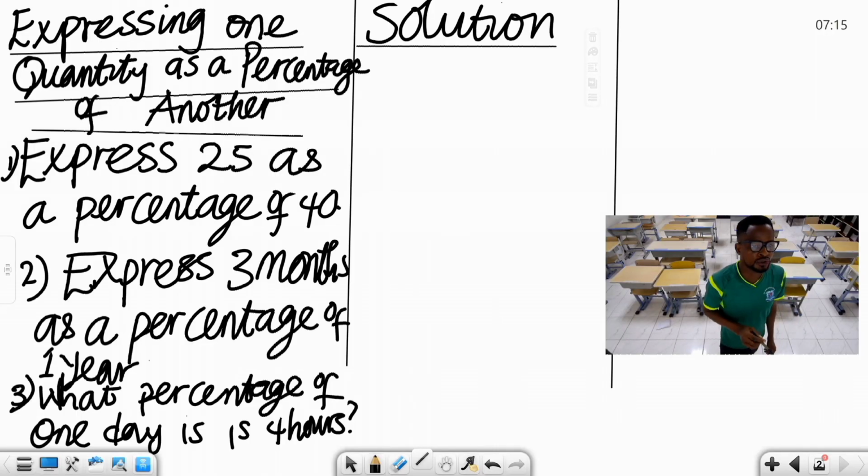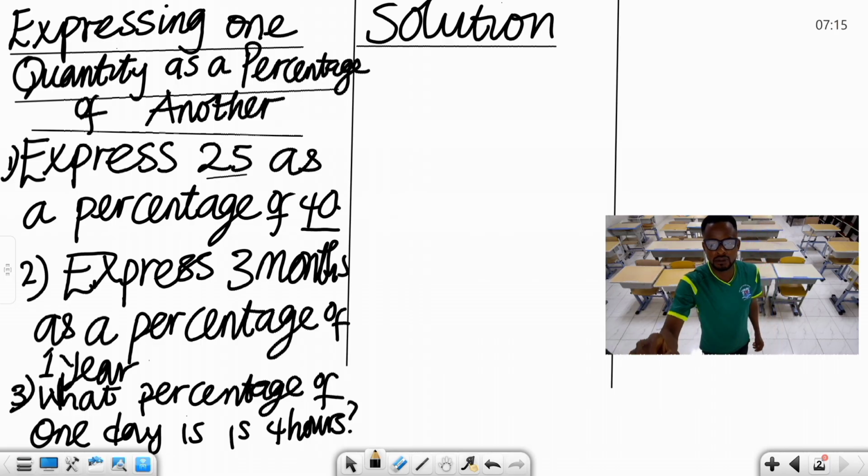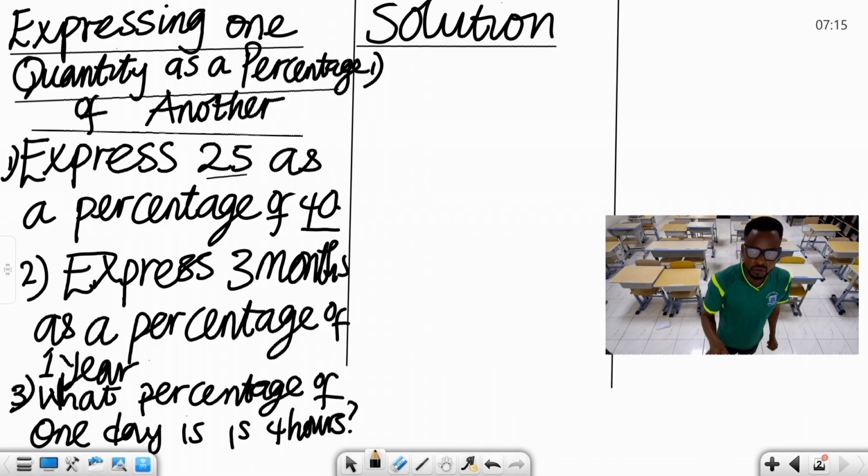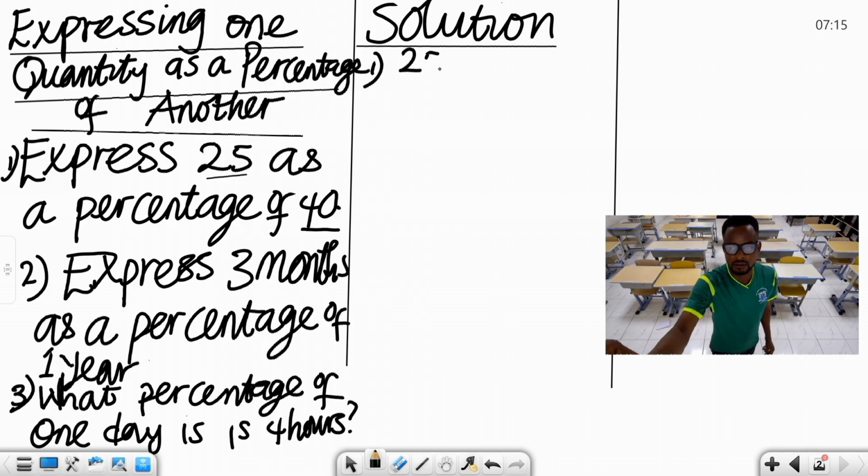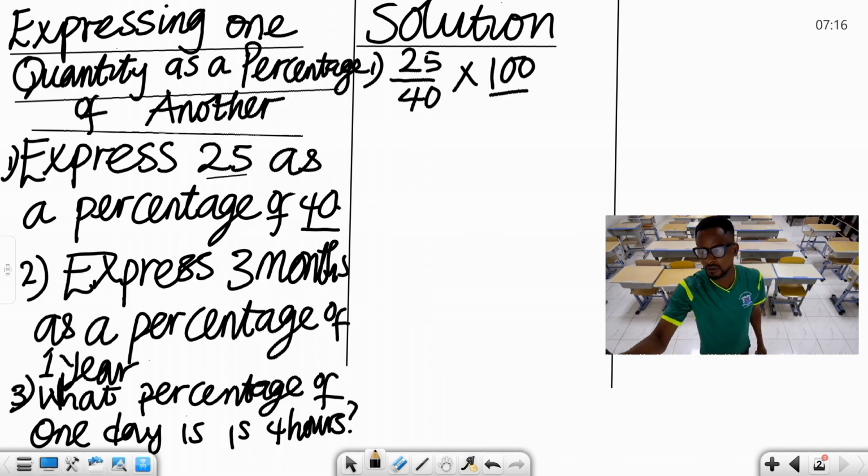We want to express one quantity as a percentage of another. So we want to express 25 for question number 1 as a percentage of 40. 25 as a percentage of 40. So this is solution number 1. So that is 25 out of 40 multiplied by 100 over 1%.